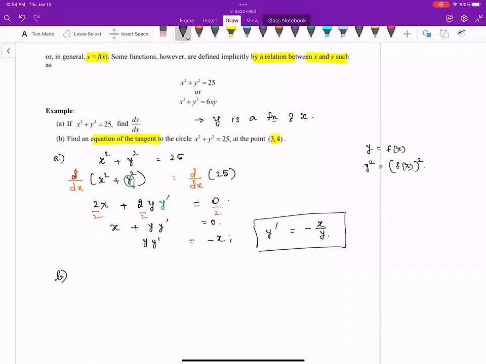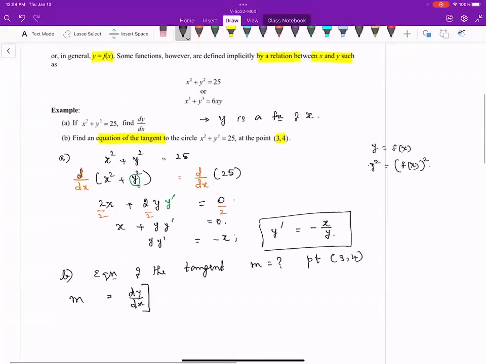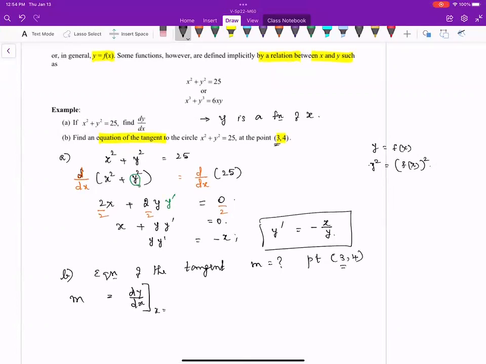For part B, we are going to find the equation of the tangent line. For the equation of the tangent, we need the slope and the point through which it passes, which is (3, 4). The slope is a number which is the derivative at the point where the tangent is drawn. The tangent is drawn at the point (3, 4). So we have to evaluate dy by dx at x equal to 3 and y equal to 4.